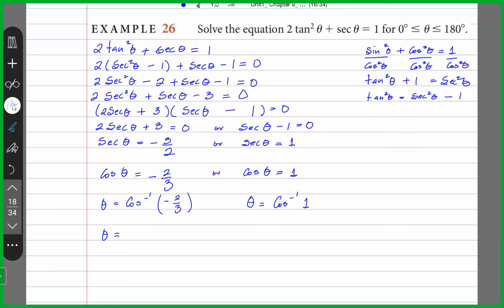So shift cos minus 2/3. So the calculator here says 131 degrees or 131.8 degrees, or theta is equal to 0. The cos inverse of 1 is 0. So your two answers are theta is equal to 131.8 or theta is equal to 0 degrees.